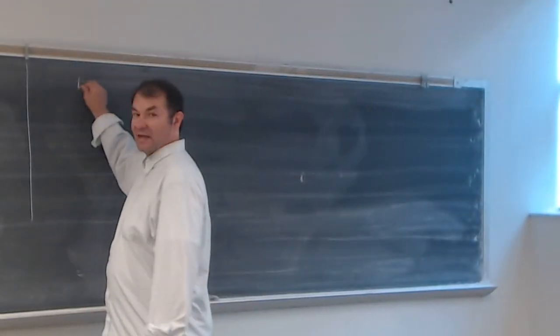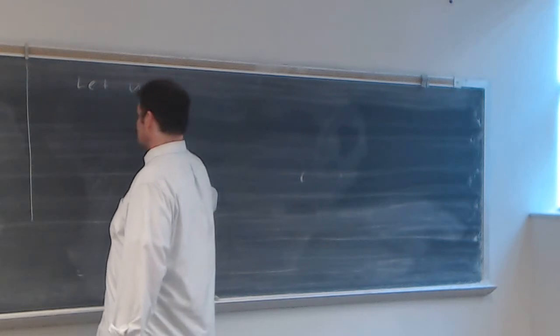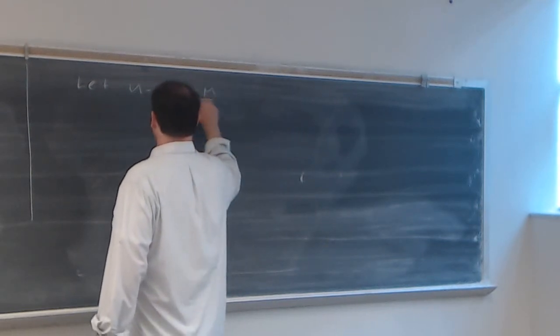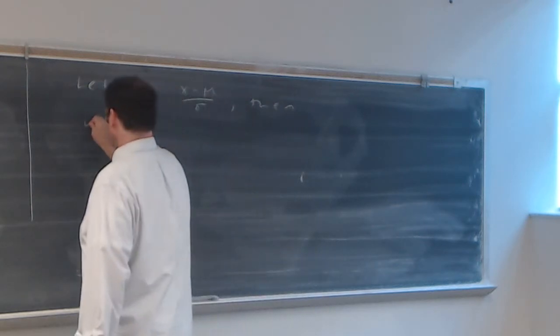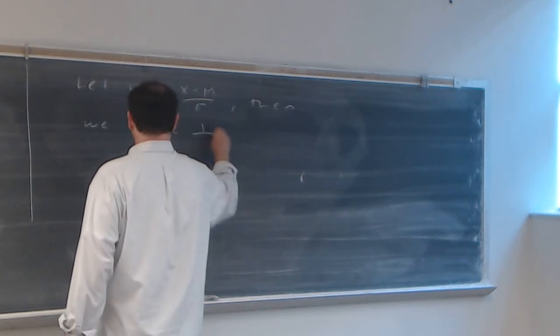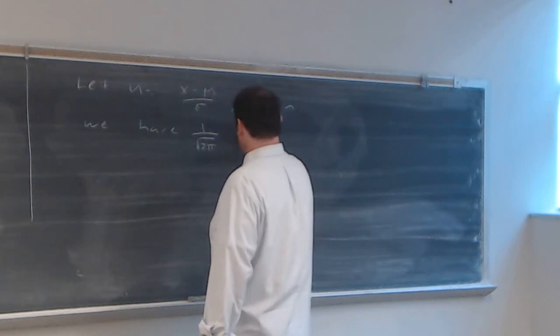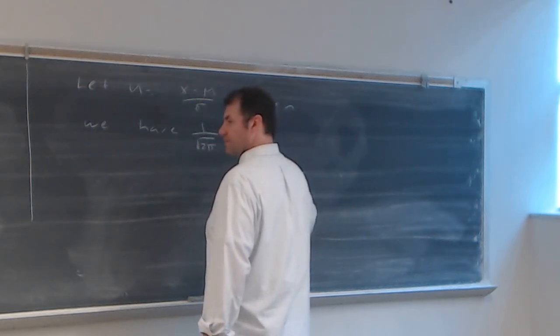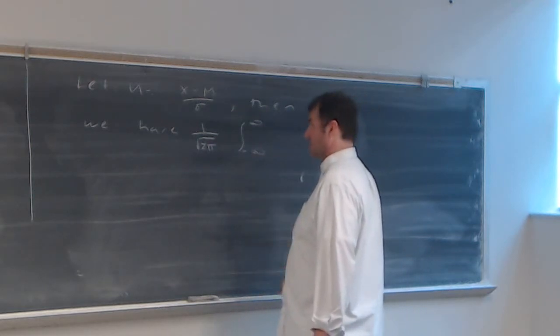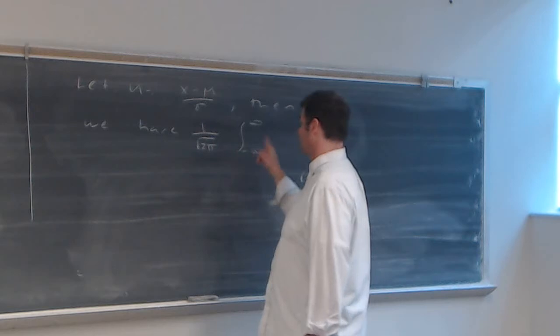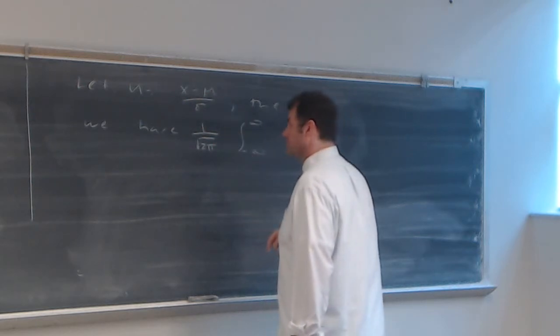So from where we are, if we let u, from that last line, be equal to x minus mu over sigma, then we have 1 over square root of 2 pi, integral from minus infinity to infinity. So this is in terms of x, because if u went from minus infinity to infinity, this x would as well.